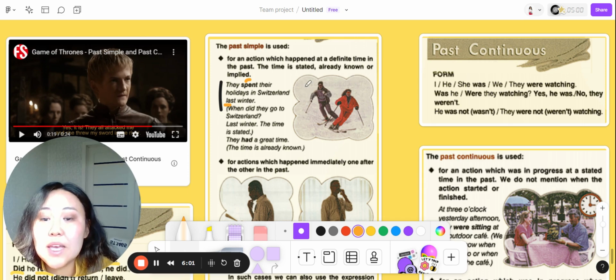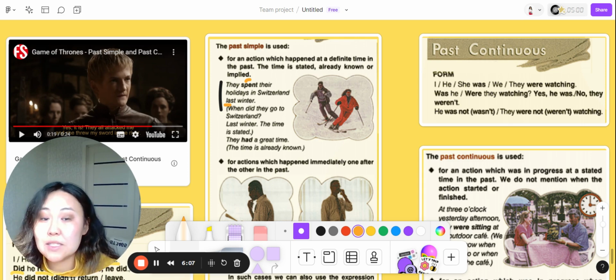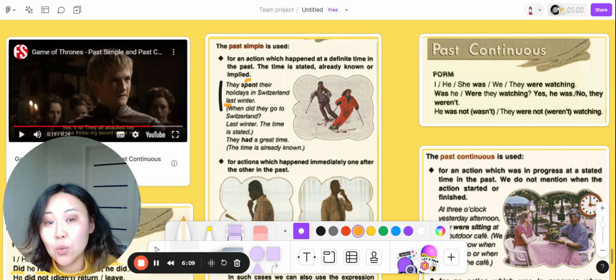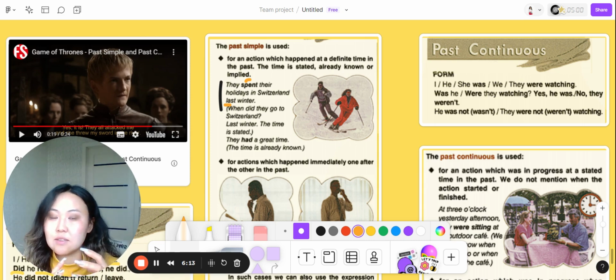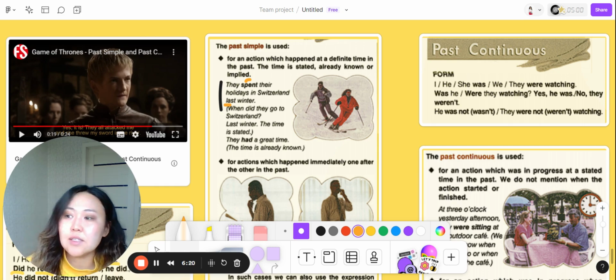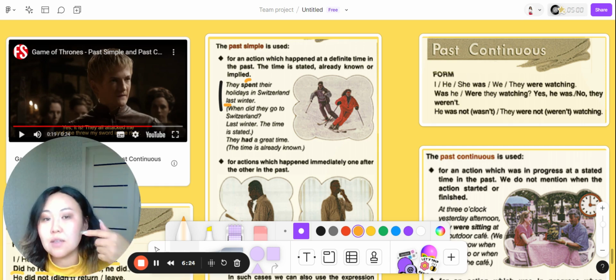So past simple can be used for actions which happened at a definite time in the past, and the time is stated, already known, or implied. Implied means that you understand it. For example, I can say that yesterday I did this, I did that, and I also add some facts, and you see that it's already implied, it's about yesterday.